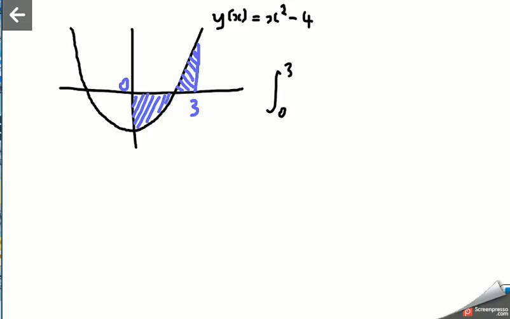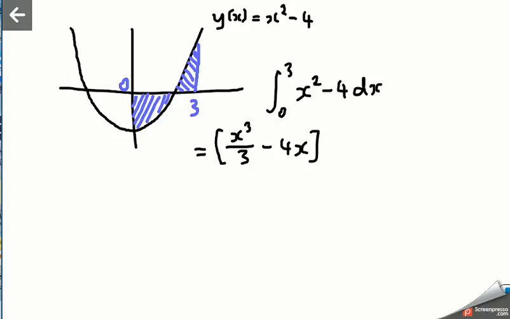So definite integral from 0 to 3 of x squared minus 4 dx, and we know how to do that by now. We're pretty good at it. So we put it in a box and then we find the antiderivative. We add 1 to the power, we get x cubed, divide by the new power, so divide by 3, and of course minus 4x, and we're integrating from x equals 0 to x equals 3.